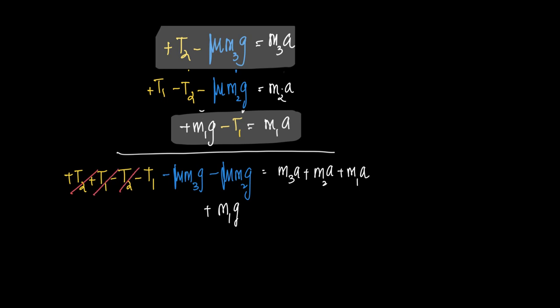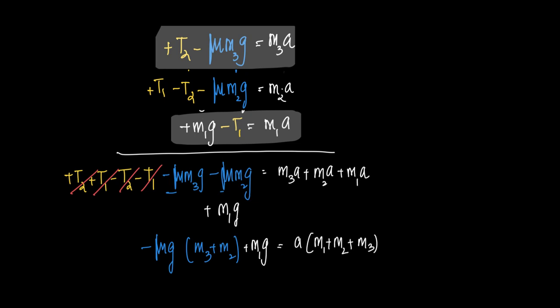Now let's see what all things will cancel off here. T2 minus T2 is 0, T1 minus T1 is 0. Then if we take minus mu g as common, what do we have in the bracket? We have m3 plus m2 plus m1 into g is equal to, a is common, a into m1 plus m2 plus m3, right?